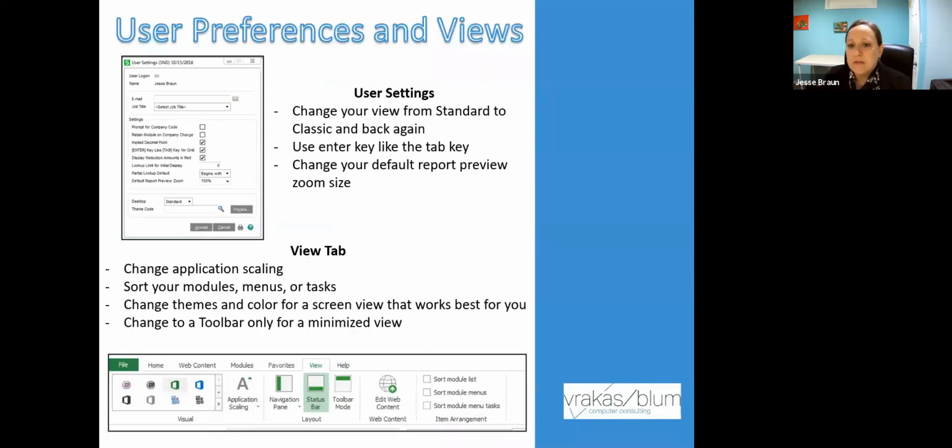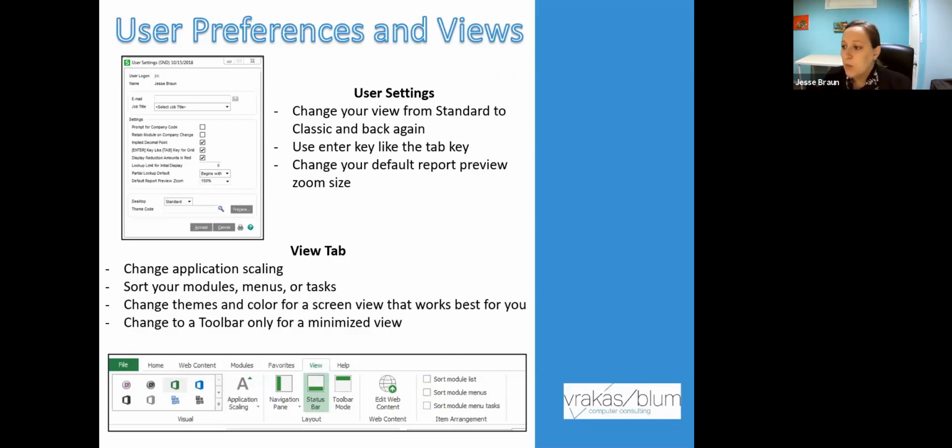So let's talk about a few different ways that you can modify your Sage screen to be exactly just for you, for each user. We've got our user preferences. So in Sage, under user settings, we can do a whole lot of customizations by the user. We can change from standard to classic view, and I'll actually get to that a little bit on the next slide. We can use enter like a tab key. So if you're doing a lot of data entry and you want to use the enter button instead of the tab button, you can make that decision here.